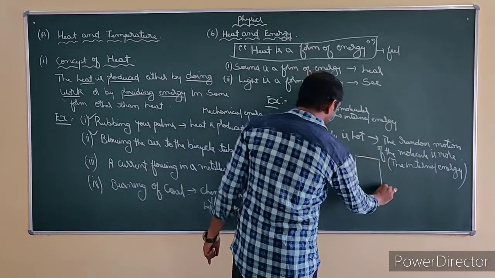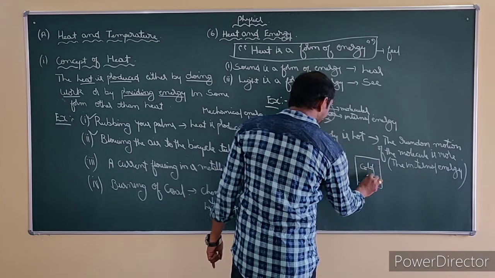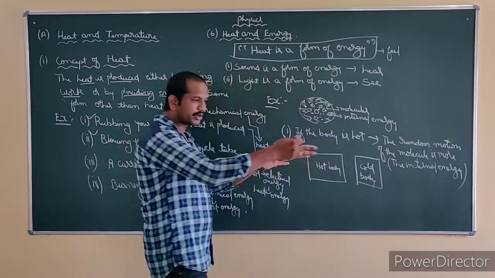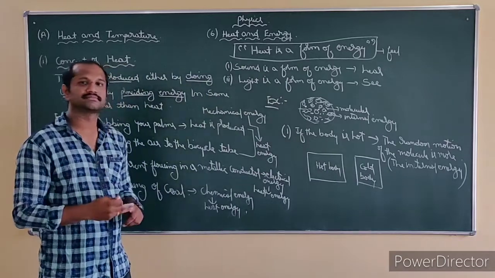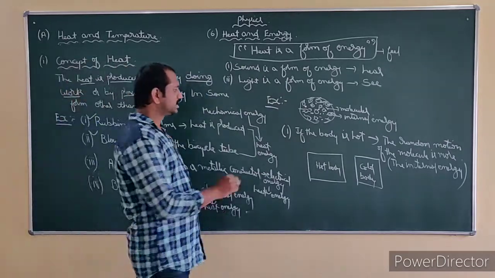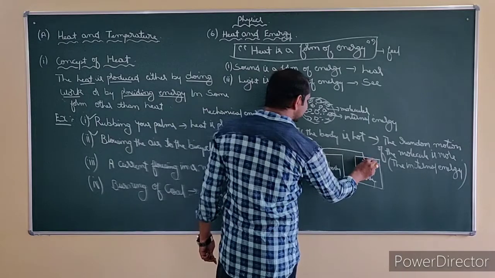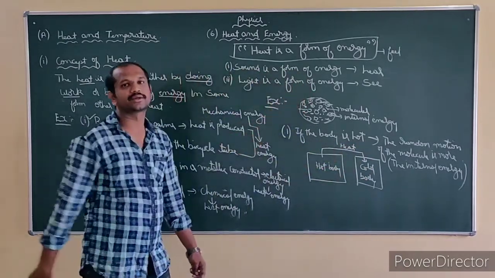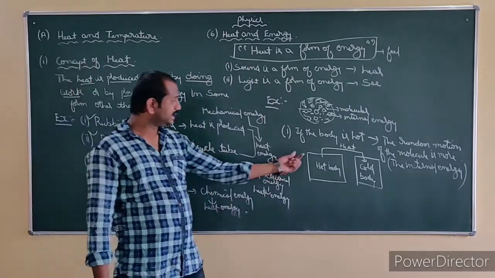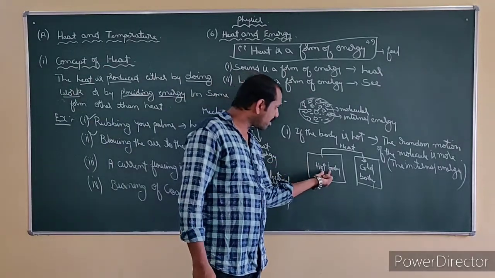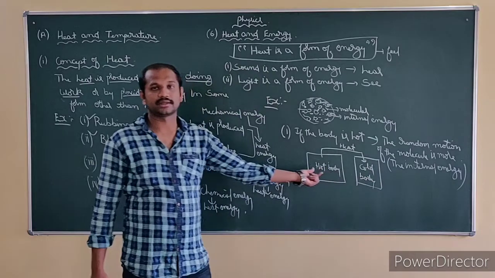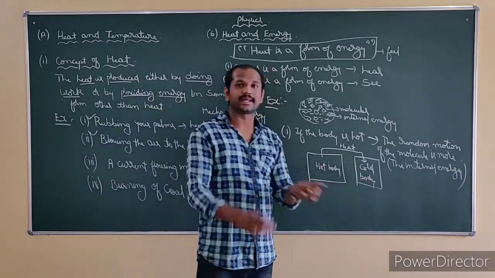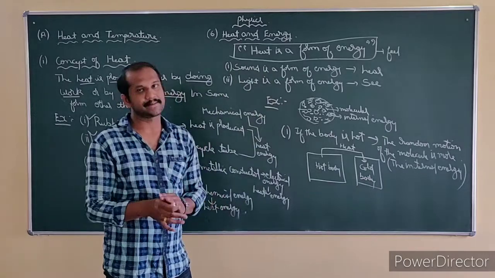This is being the cold body. So when you keep a hot body and a cold body together, what happens? We know that heat passes from the hot body to the cold body, which means the internal energy is being transferred from the hot body to the cold body. Understand? Until when? Until both temperatures come to the same point.